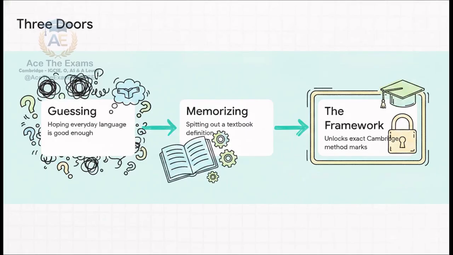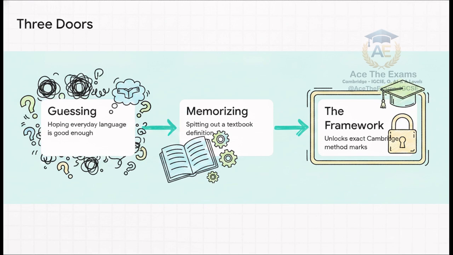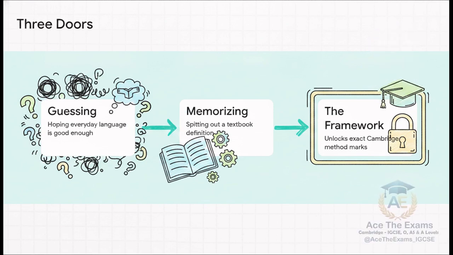When you're faced with a data collection question, you usually end up picking one of three doors. Door 1 is guessing. You're just hoping your everyday language is good enough. Spoiler alert, it never is. Door 2 is memorizing. You spit out a robotic definition that doesn't actually fit the specific experiment sitting right in front of you. But door 3, that's the framework. And that is exactly what we are going to master today, so you can unlock those exact Cambridge method marks.